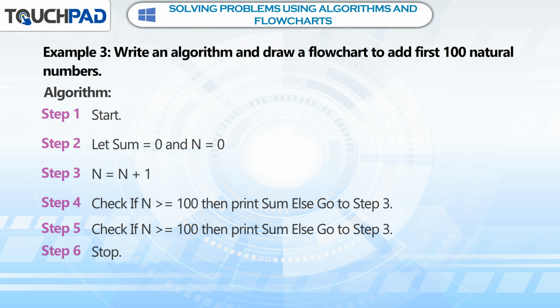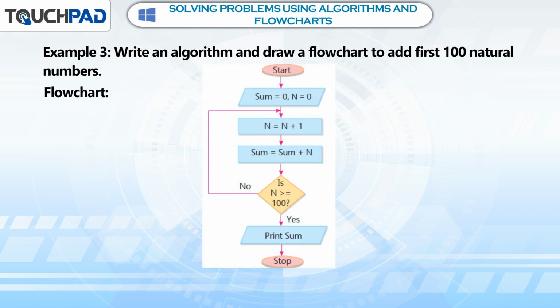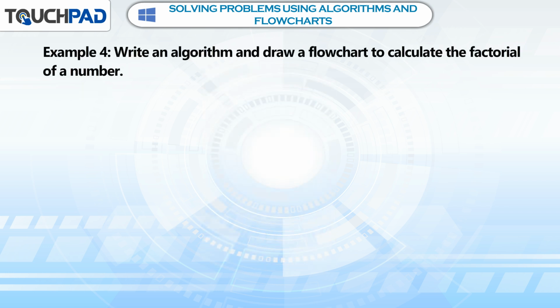Step 6. Stop. Flowchart. Start. Sum is equal to 0. n is equal to 0. n is equal to n plus 1. Sum is equal to sum plus n. Is n greater than or equal to 100? No. Go back. n is equal to n plus 1. Sum is equal to sum plus n. Is n greater than or equal to 100? Yes. Print sum. Stop.